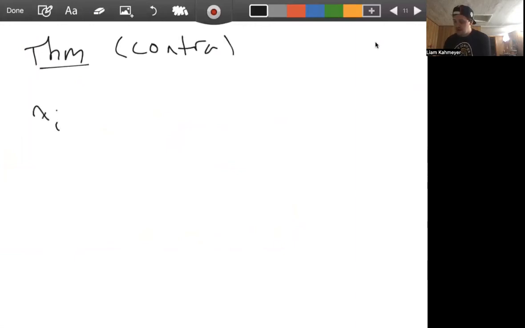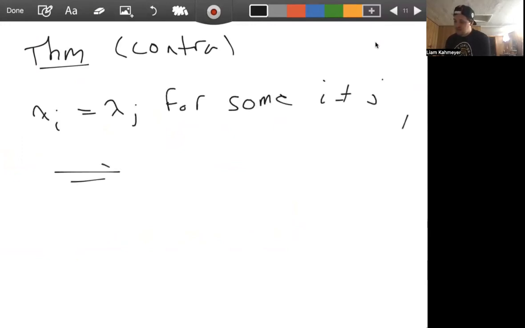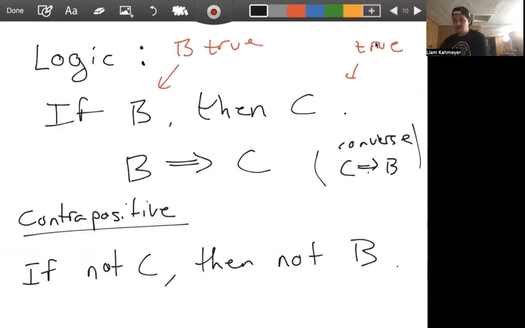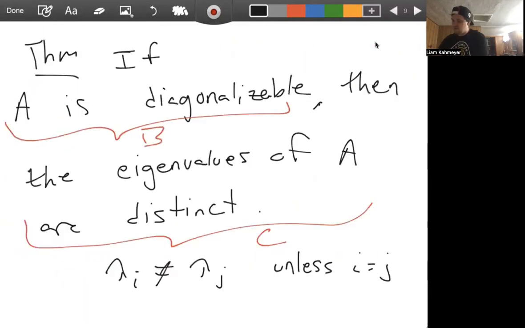Let's say lambda I equals lambda J for some I not J. This implies that's not C. That means there exists an eigenvalue of at least multiplicity 2. Well, then not C implies not B. And what is not B? That means A is not diagonalizable.